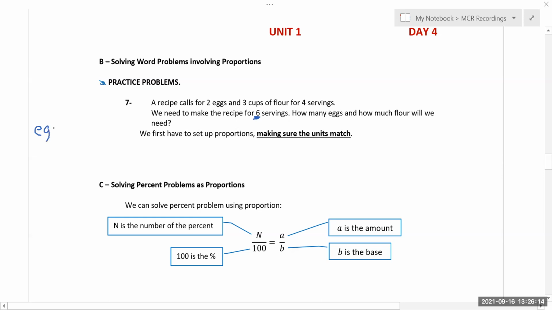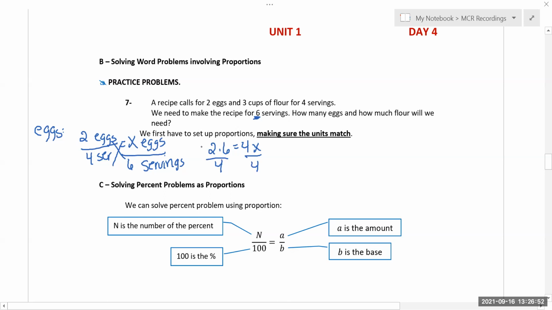So for the eggs, let's set up our proportion. We need 2 eggs for 4 servings. So how many eggs do we need for 6 servings? And now we can do the cross multiplication. When I say make sure the units match, eggs to eggs, servings to servings, recipe 1, recipe 2, we need to be able to write those in a way that makes sense. So that's 2 times 6 equals 4x, divided by 4.